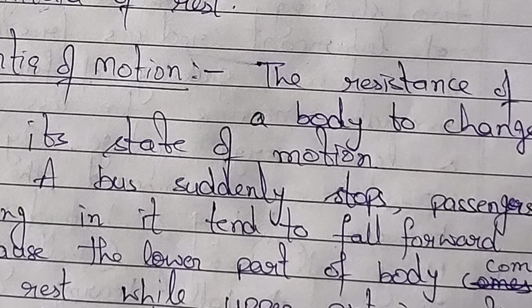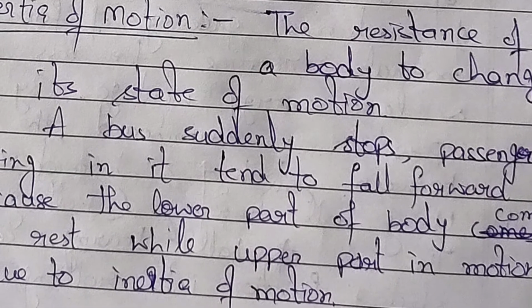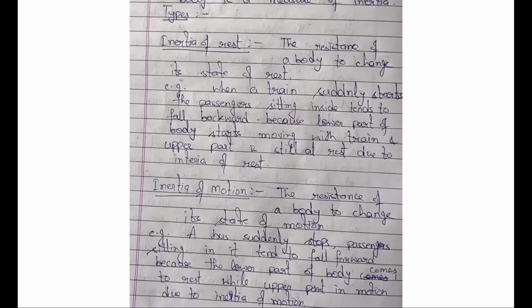Second type is inertia of motion, the resistance of a body to change its state of motion. For example, when a bus suddenly stops, passengers sitting in it tend to fall forward because the lower part of the body comes to rest while the upper part is in motion. It is due to inertia of motion.